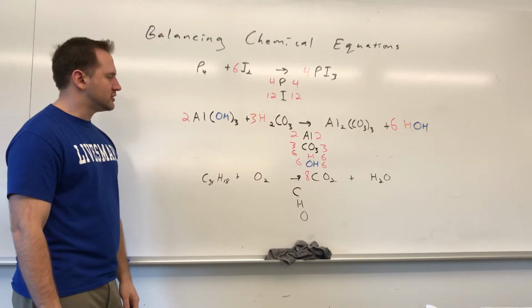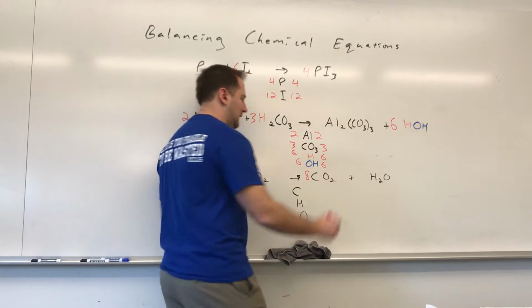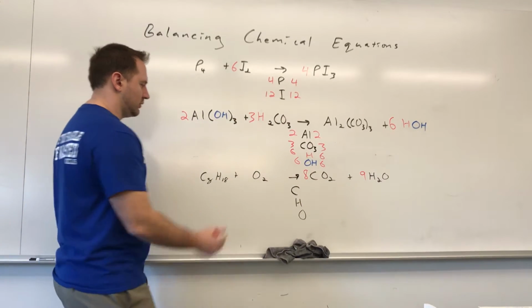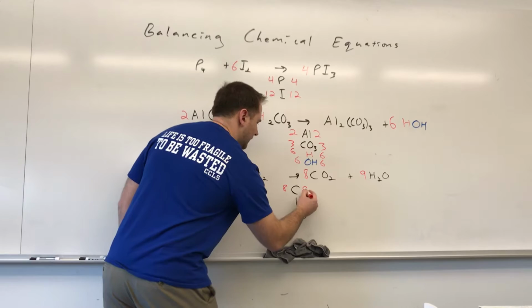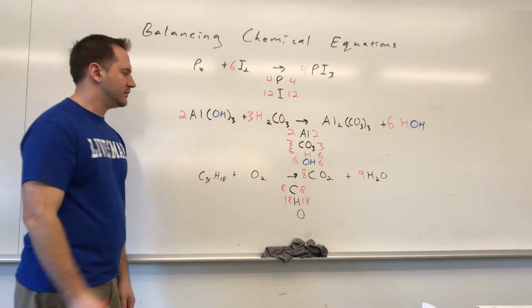Then we look at the hydrogen. You can see there's 18 on the left. So what do I have to multiply this by? 9 to get it to 18 on the right. So now you can see that I have 8 carbons on each side. I have my 18 hydrogens on each side. And now let's look at the oxygen.